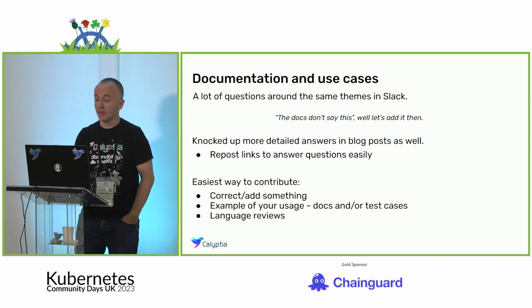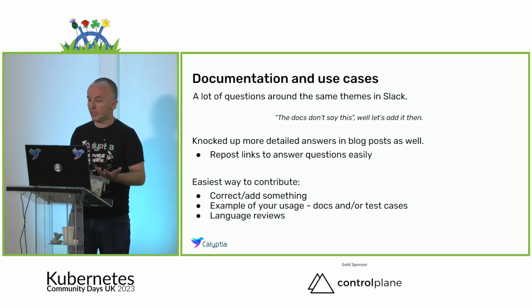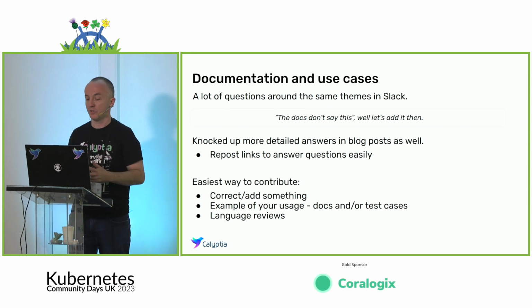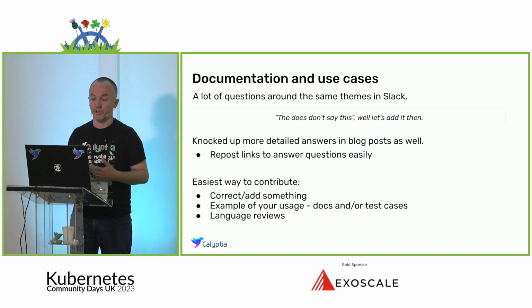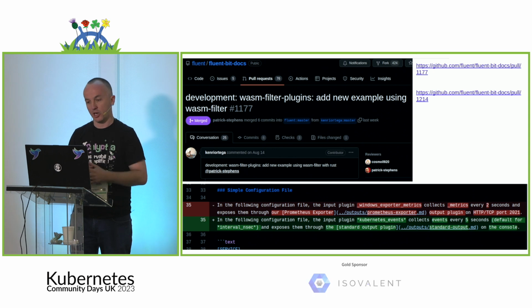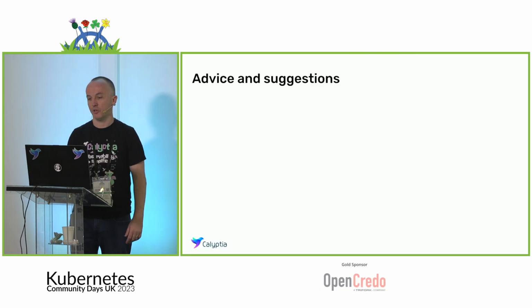I would say documentation is the easiest way to contribute. You can correct things, you can add examples, and do language reviews as well. We get a lot of developers for whom English maybe isn't their first language, and if you can do some language reviews on that, it's really helpful for everyone. They really appreciate it. I've touched on a couple here, adding some new examples, doing some minor corrections as well.